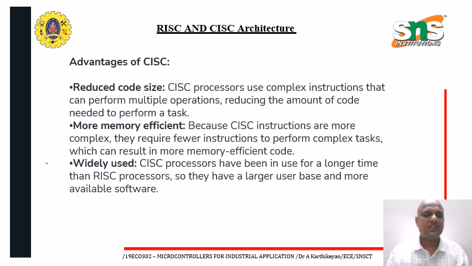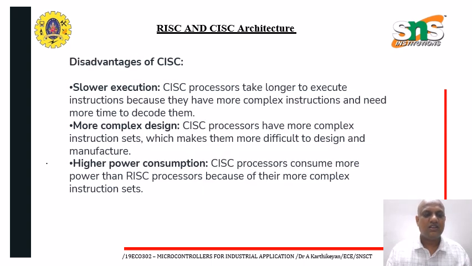The advantages are reduced code size, memory efficiency, and wide usage. CISC has been widely used for a long time, including in real-time applications. The disadvantages are slower execution because of the larger code size, so the execution time is high compared with RISC, along with a more complex design, a larger instruction set, and higher power consumption. That is another disadvantage of the system. Thank you.